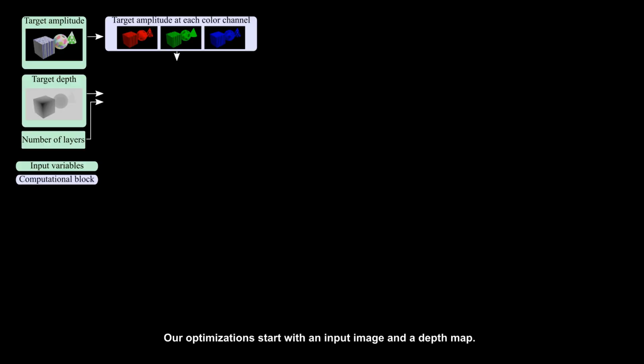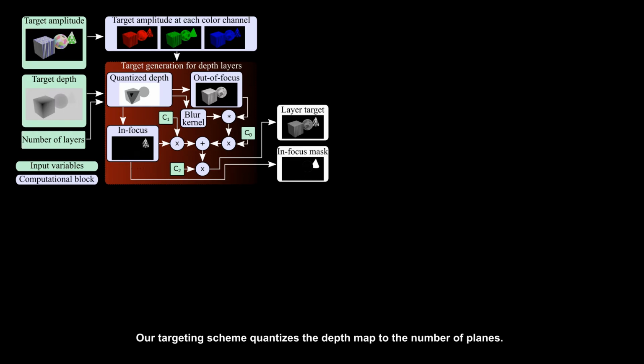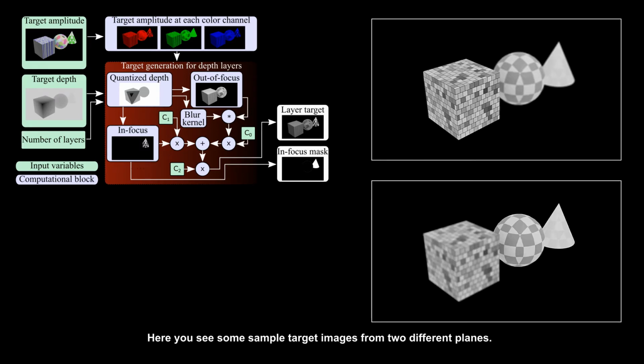Our optimizations start with an input image and a depth map. Our targeting scheme quantizes the depth map to the number of planes. Our final targets for each color channel contain in-focus and out-focus parts, whereas classical approaches render only in-focus elements. We claim this as our novelty. Here you see some sample target images from two different planes.